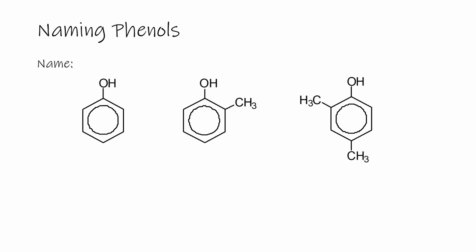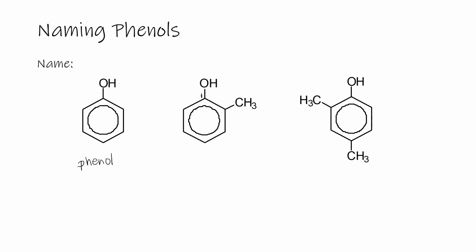Naming phenols. Now, the simplest phenol on the left is simply named as phenol. The other ones, when they have substituents, are going to be named with the base name of phenol, and then we will name the substituents as prefixes. Now, because that hydroxyl group in phenol is coming off of our benzene ring, that carbon in your benzene ring is always going to be carbon number 1.